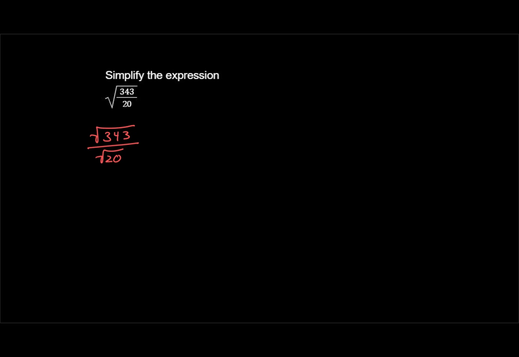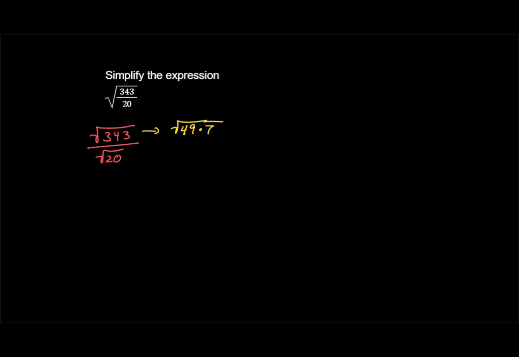Now, I can also do something here. I can also try to break down the radicals. In some cases, that might make the problem easier. In some cases, it might not. In this case, I'm just going to go for it. I'm going to try to break down the radical here. I believe 343 is not a perfect square, but I do know it's a perfect cube. So I can rewrite 343 as the square root of 49 times 7.